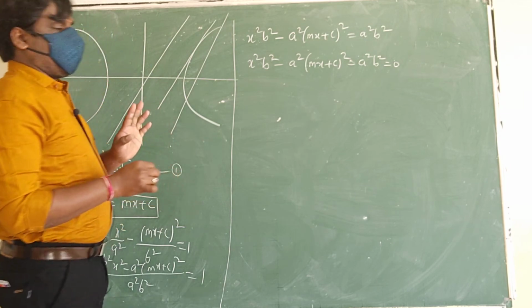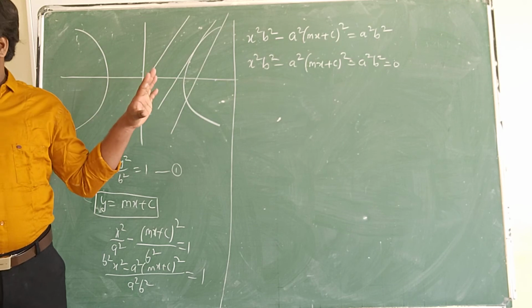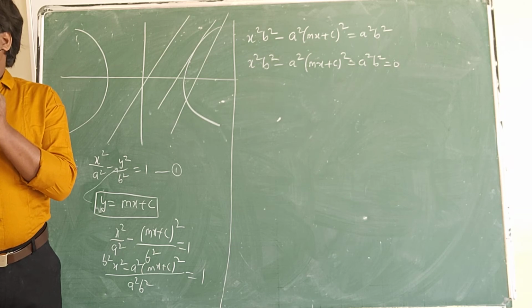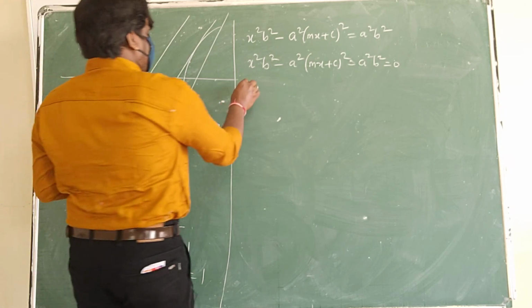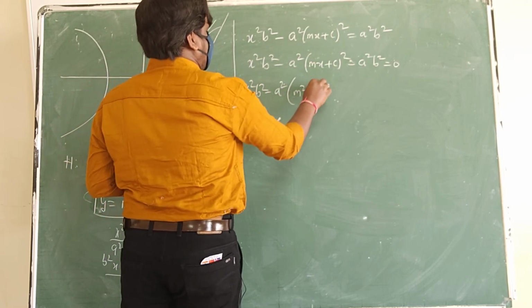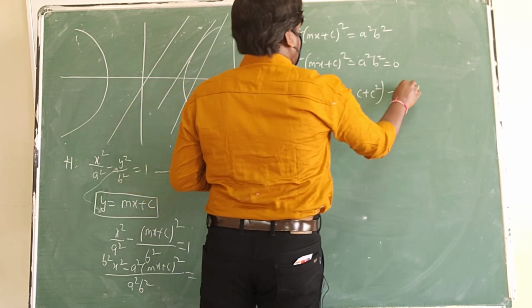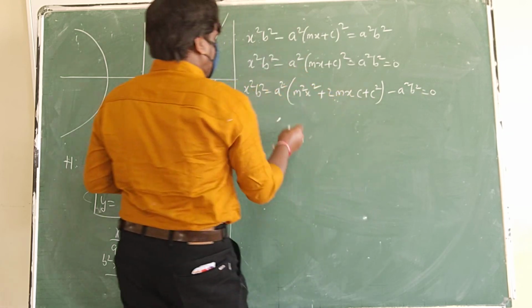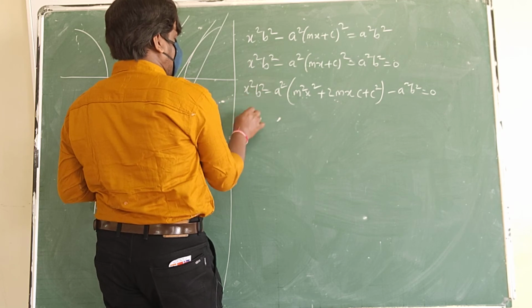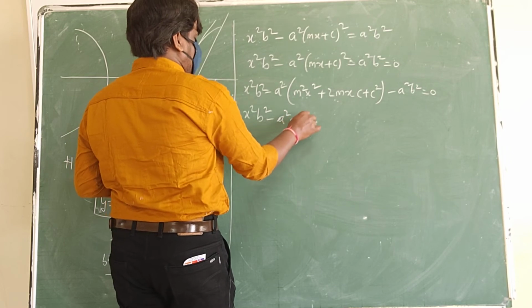I told you, open the (a plus b) whole square formula. I just wrote this one only. Open the (a plus b) whole square formula, make x separate, use the discriminant formula here. I am not doing it in detail right now because it will take a lot of time. m square x square, then 2mxc plus c square minus a square b square equal to 0. I can take x square common here. So I get x square b square minus a square m square x square.